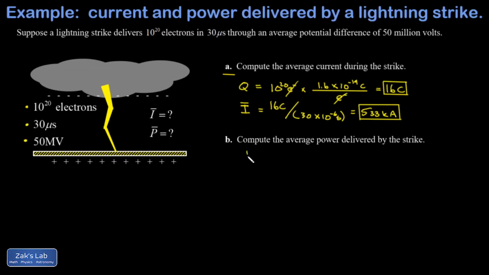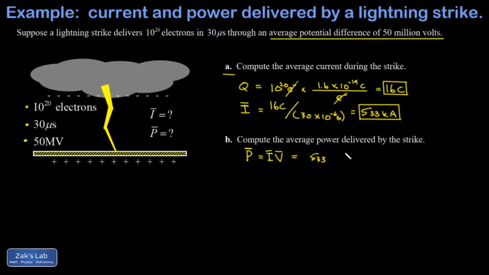Next, I want the average power delivered by the strike. And so I'm just going to use my fundamental power formula, P equals IV. And if we're talking about the average current and an average voltage that the current was moving between, then we'll get the average power. Again, we were told in the setup to the problem, the average potential difference during the strike is 50 million volts. As the discharge is occurring, you would expect the potential difference to decrease. And that's why I had to use the word average.